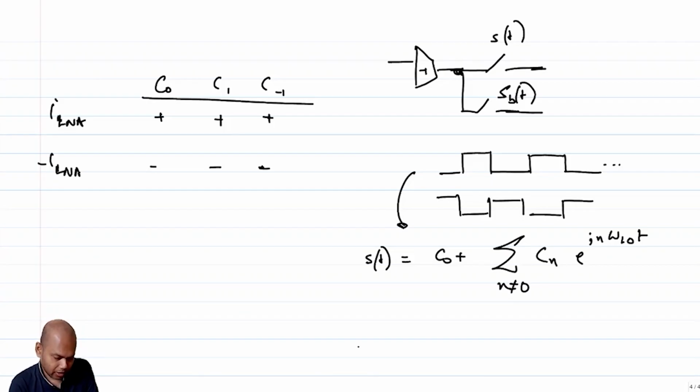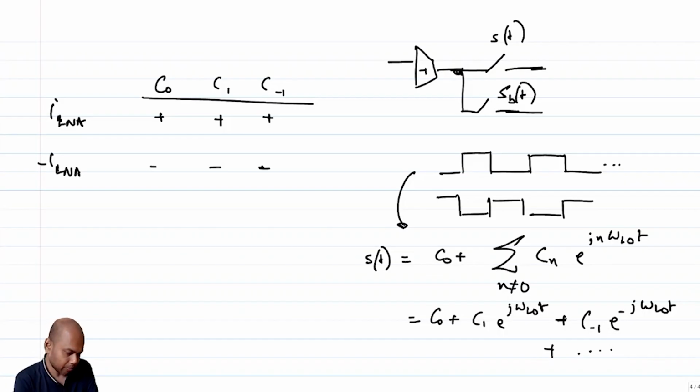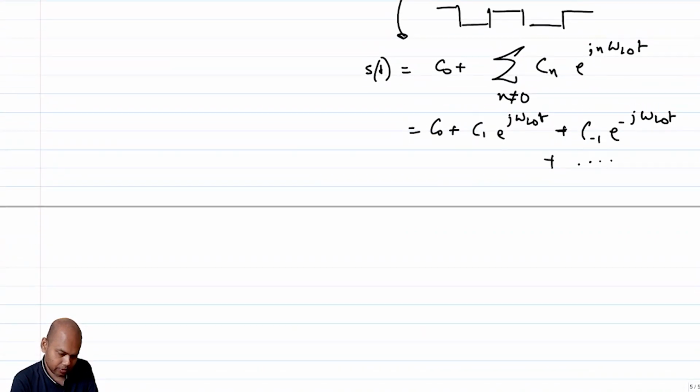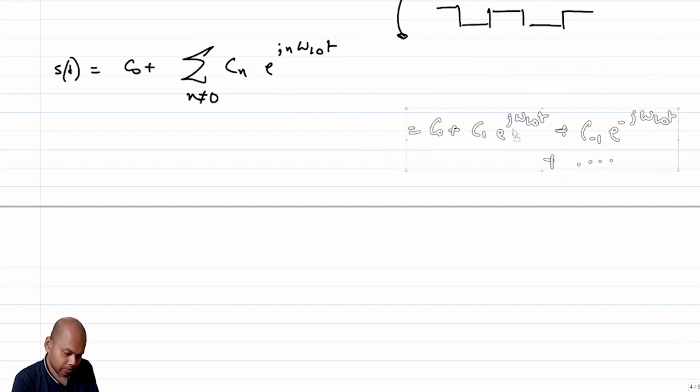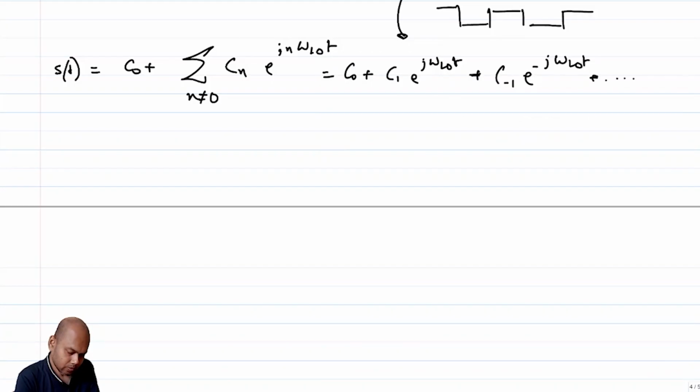So then if I write it out as C0 plus C1 e power j omega LOT plus C negative 1 e power minus j omega LOT plus other higher powers. So let me write it out cleanly so that it will make proper sense. So I can express this as plus higher powers. Then what will SB of t be?